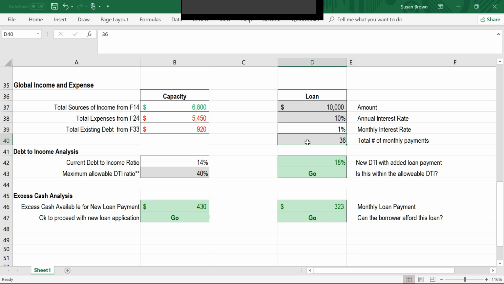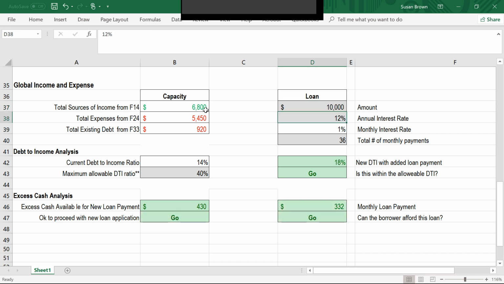And this spreadsheet that we developed, right here down in this cell, D46, gives you the monthly loan payment based on what you've put up here. So if I change this to 12%, this number changes, right? Or if I change this to 15,000, you see this number changes. So let me go back to the $100,000 loan.